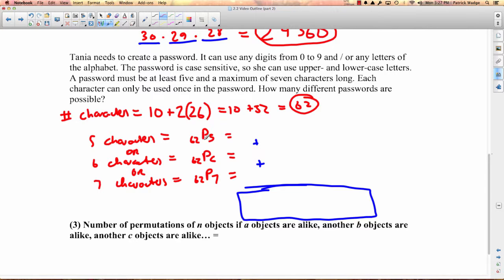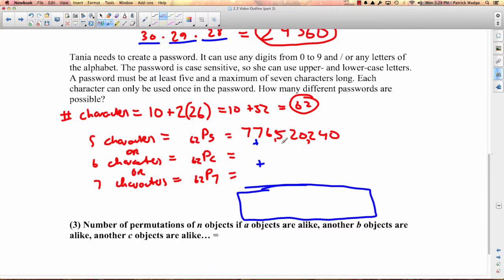So 62 P5, the permutation of 62 distinct objects where you're ordering 5 of them. You can take your calculator if you want, or you can just trust me. It equals 776,520,240. Wow. So what do we got there? 776,520,240. Now that's if you're ordering 5.